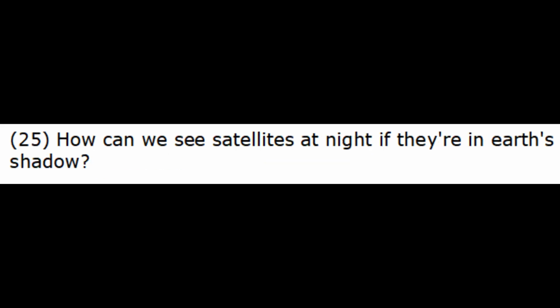Question 25. How can we see satellites at night if they're in Earth's shadow? It's the same issue that flat earthers have with understanding why Venus can be seen at night. It's just like how the top of a mountain can be in sunlight while the plains below are in darkness. The mountaintop is up above the shadow of Earth's nighttime.